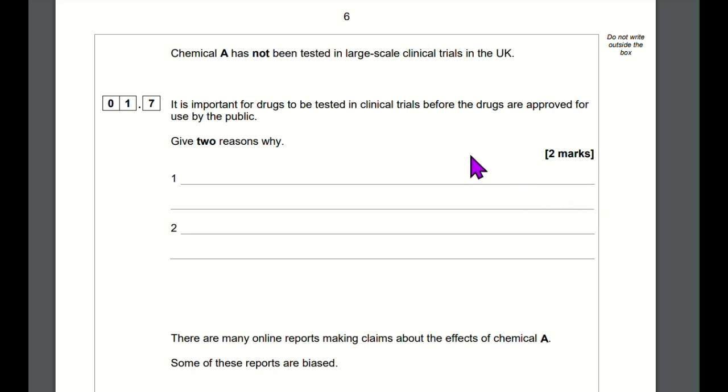Moving on to part 7, 2 marks. It wants 2 reasons to get the 2 marks. Again, it's important that you read the question carefully and refer back to any previous information that may be given to you. So have a look at this question and maybe try it yourself. So the answer could be that we don't know if it's toxic. You could suggest that they need to check for the dosage, to check that it's effective, and so forth.